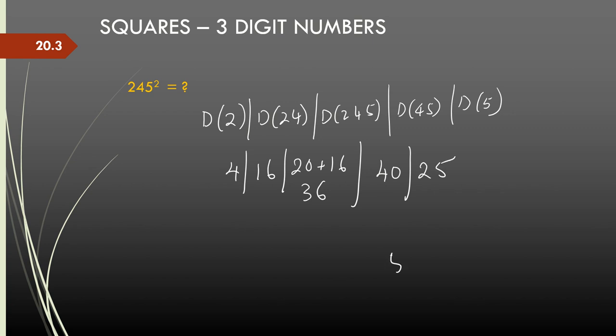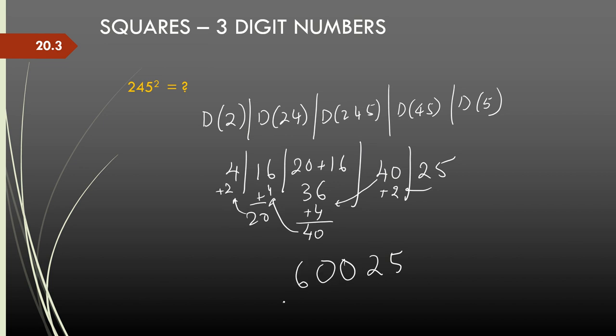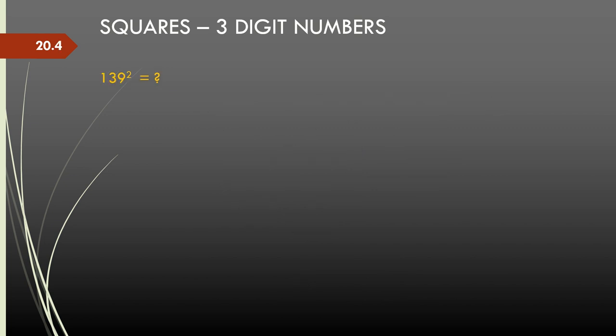So I write 5 down, this 2 goes here, so this becomes 2, this 4 comes here, so this gets added, this becomes 40, so 0. Now this 4 goes here, this becomes 20, so 0 comes down, and this 2 goes here, that becomes 6. So 60025 is the square of 245.